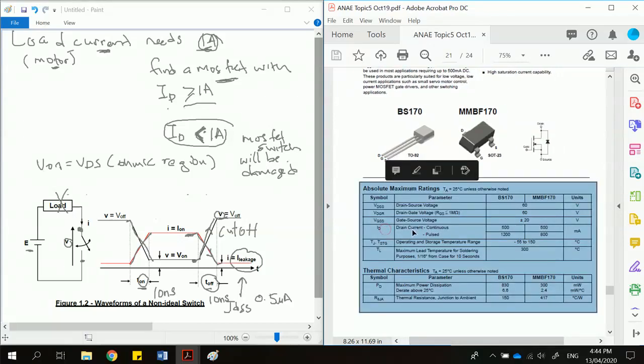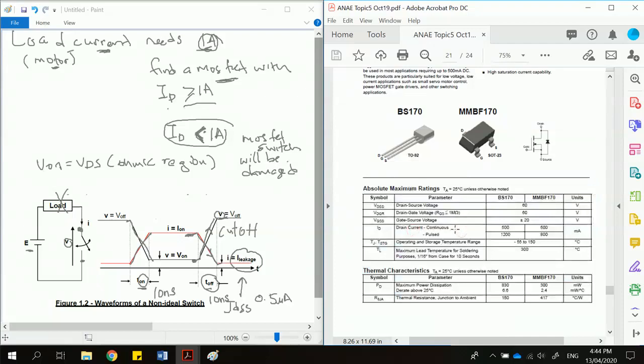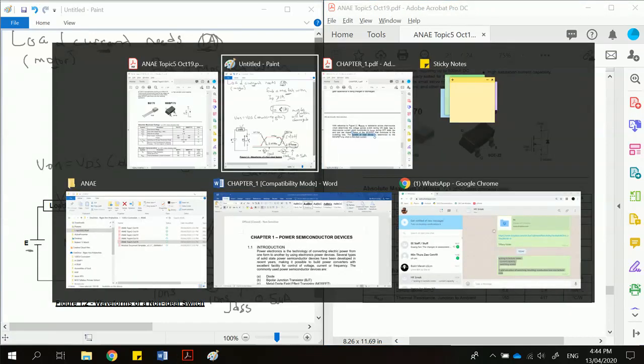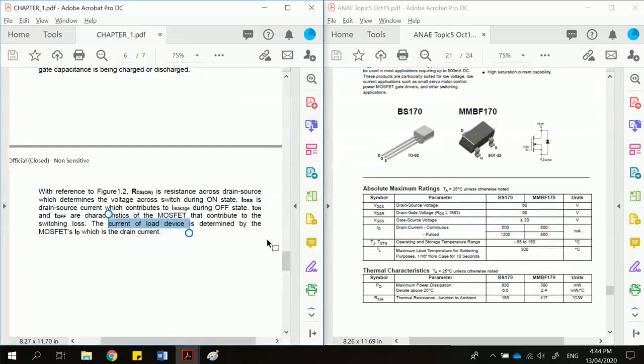The drain current, continuous, means my motor will always be running. Continuous drain current, because this is my load current, is 500 milliamp. So that is how we make sure that the MOSFET is chosen correctly. And this is what I have indicated in the notes over here.